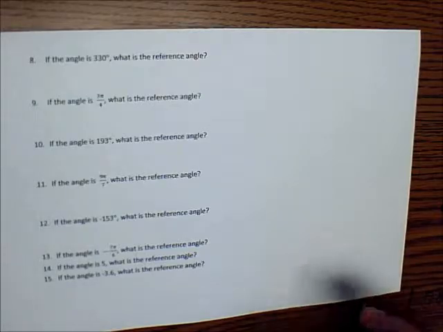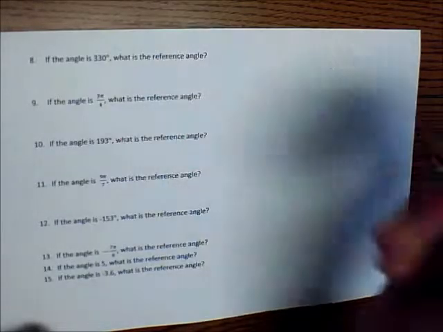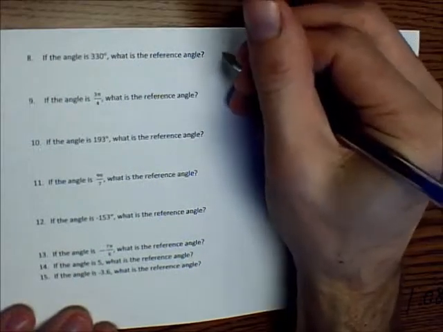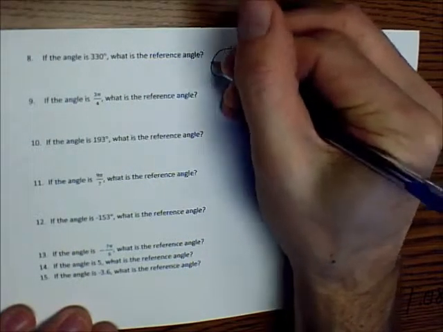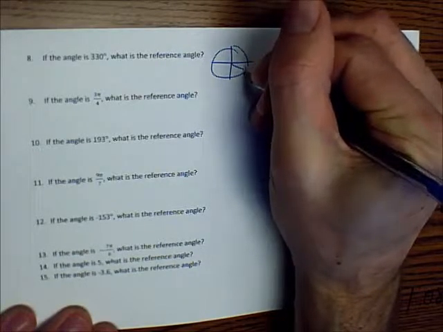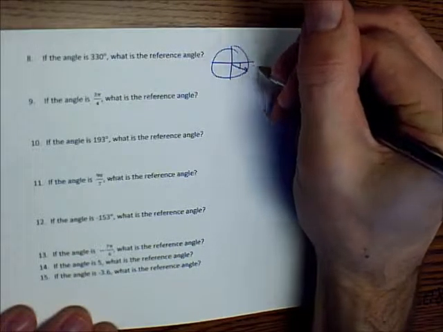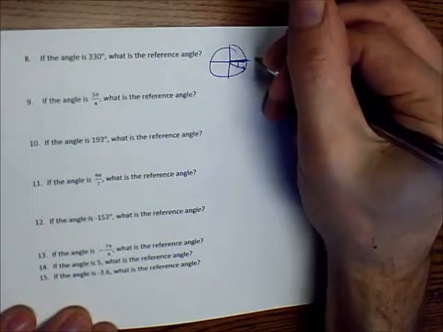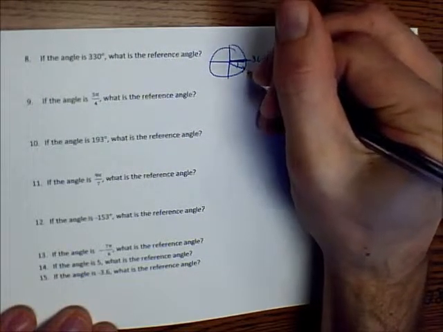Okay. So the angle is 330 degrees. We're given the angle this time. We just want to find the reference angle. So 330 degrees, count around by 30s, it's over here. So how far away is it from the nearest x-axis, which is right there? So what would this angle be? This would be 360 degrees.